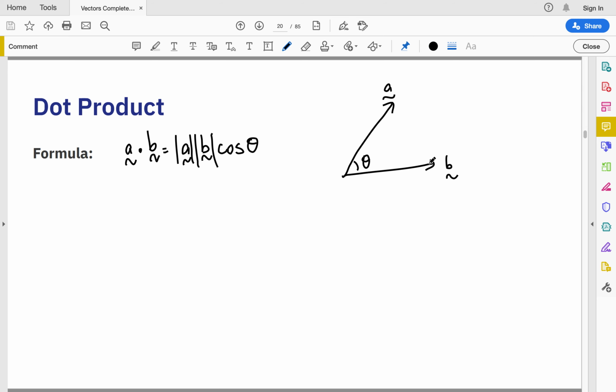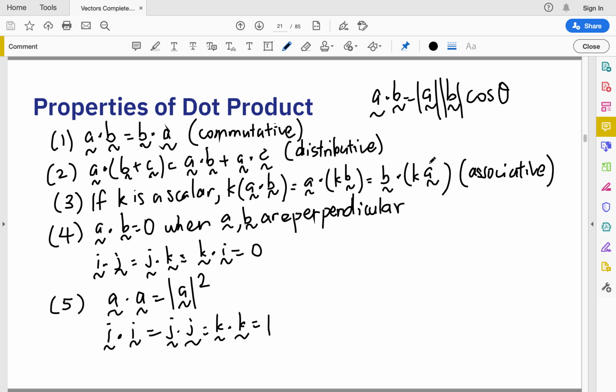So what is the significance of dot product? Let's move on and look at some properties of dot product. I have the formula for dot product written on top here. The dot product actually obeys the commutative, distributive, and associative laws. So you can use them as follows. You can flip the b and a around. It wouldn't matter. This is an equal sign here.